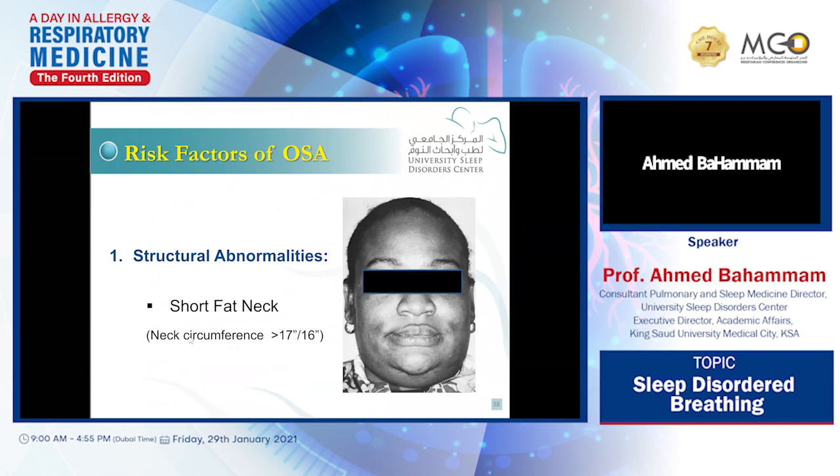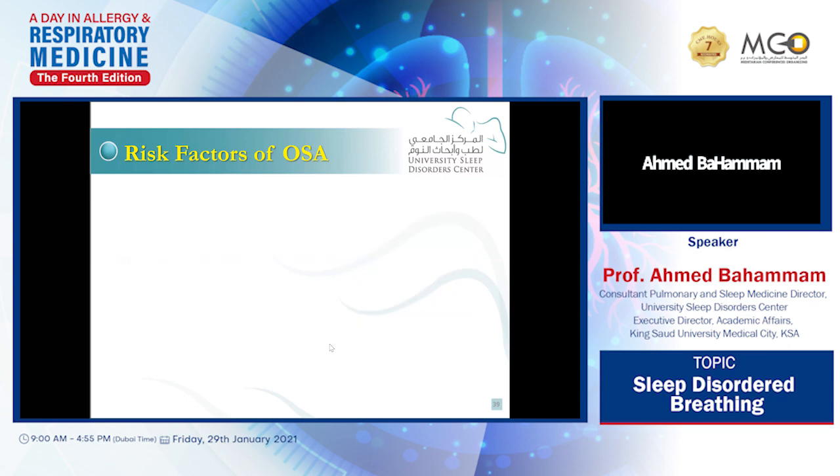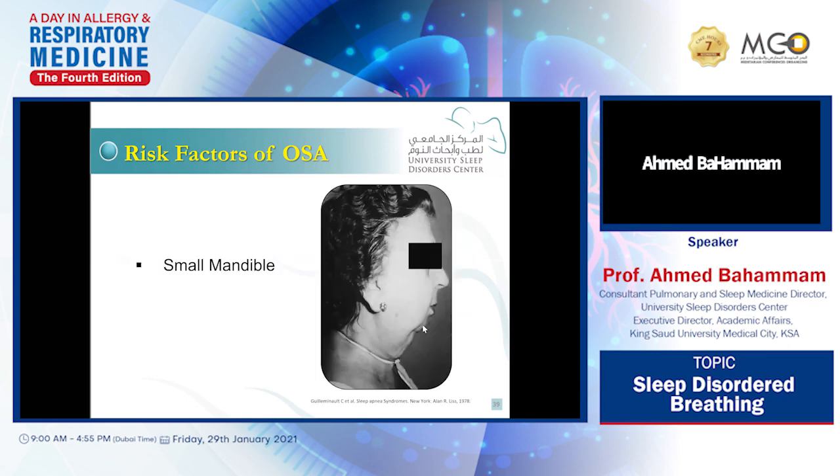A short, fat neck, 16 inches or more in women and 17 inches or more in men, increases the risk of OSA, even more than body mass index. Even for bodybuilders, if you get your neck thick, you have a higher risk of OSA. Small mandible, because I'll show you some radiographs now. It takes all the soft tissue and the genioglossus muscle, a big muscle here, back close to the posterior pharyngeal wall and makes the airway narrow.